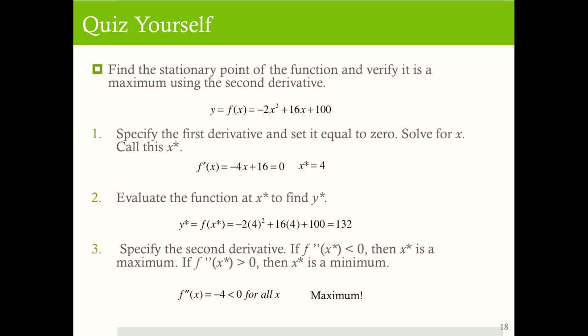The second derivative is negative 4. The second derivative is just the derivative of the first derivative. And negative 4 is less than 0 for every single x, so I do indeed have a maximum.